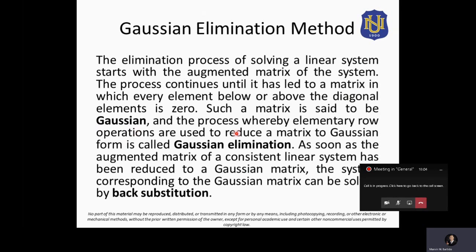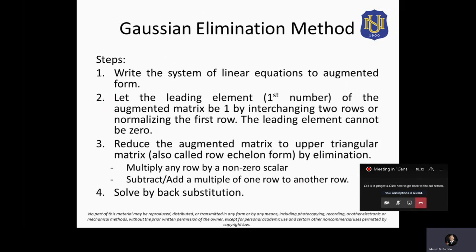Okay, and we're going to use elementary row operations to reduce that matrix into Gaussian form. And yun nga yung tinatawag na Gaussian elimination. And as soon na magawa na natin yung augmented matrix natin as Gaussian matrix, we can now solve the Gaussian matrix by back substitution. So this is the summary of the steps that we're going to follow in using this method.